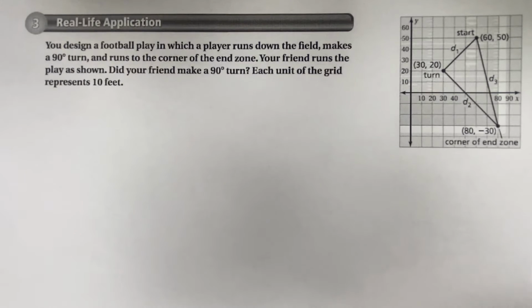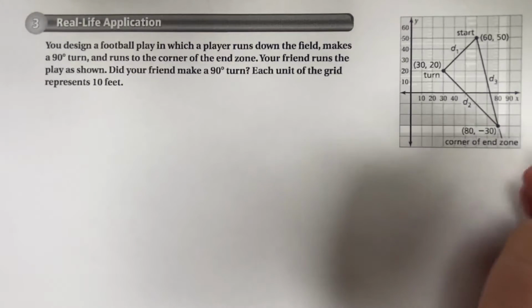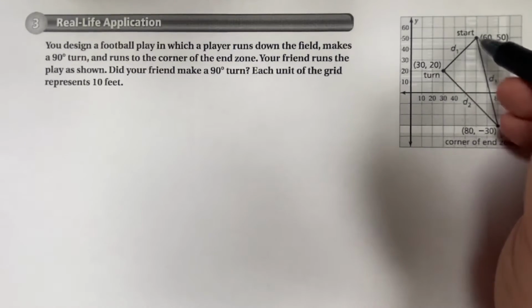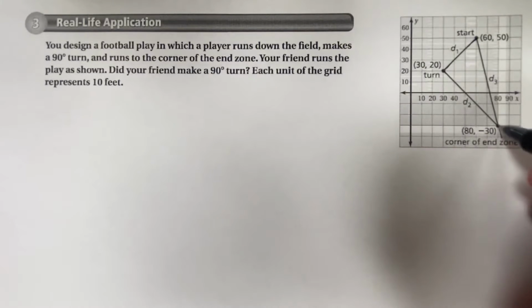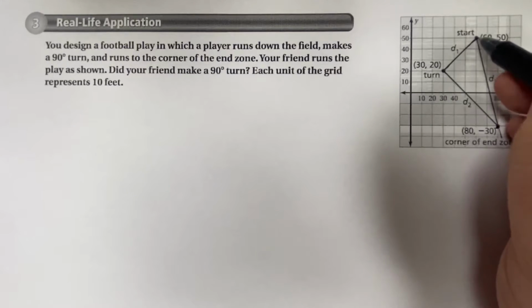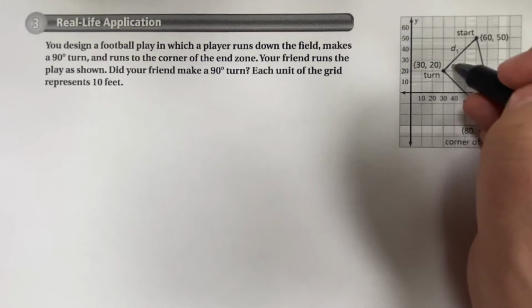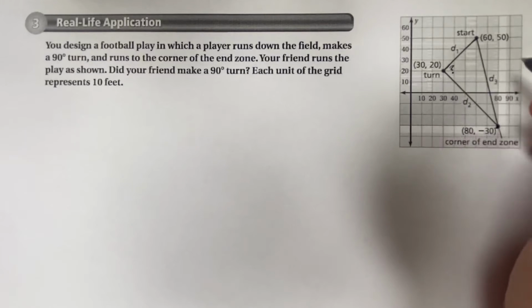So this tells us a lot. It tells us that corner of the end zone is right here. Your friend starts here, runs down, and then cuts and gets here. This is where he makes the pass or the catch, right? So what we have to do is determine, is this 90 degrees? So I'm going to put a question mark there because that's the main question.